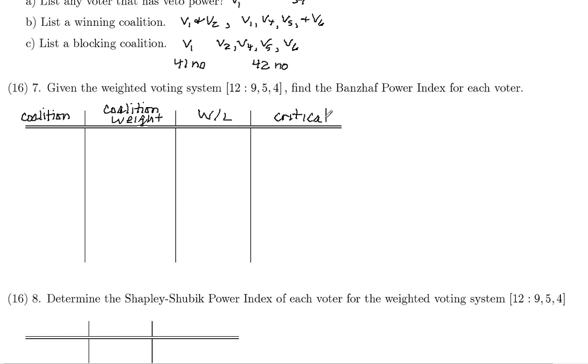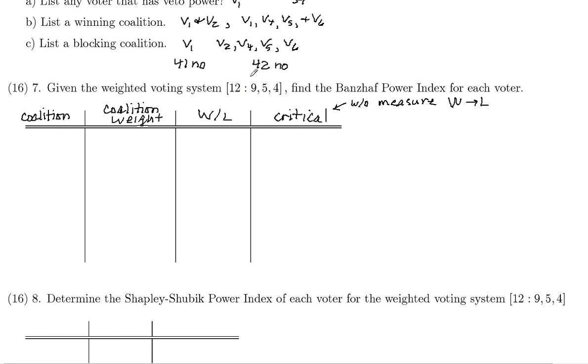So Banzhaf deals with the critical voters. And the critical voters are the ones that if they withdraw their vote, then it goes from win to lose. So critical means without them, the measure goes from win to lose. You need their vote to pass the measure. So we'll list our different coalitions here.